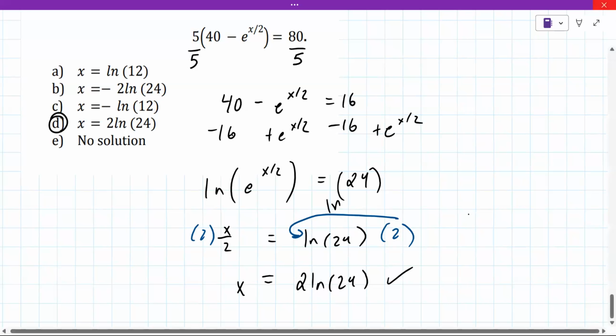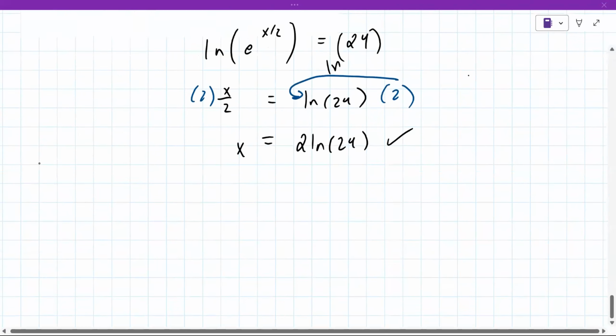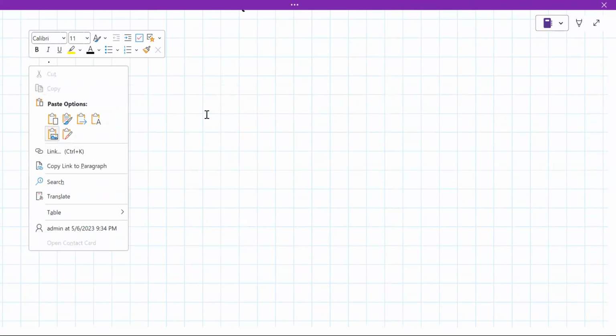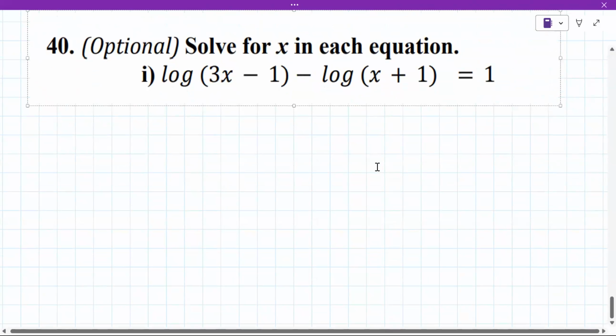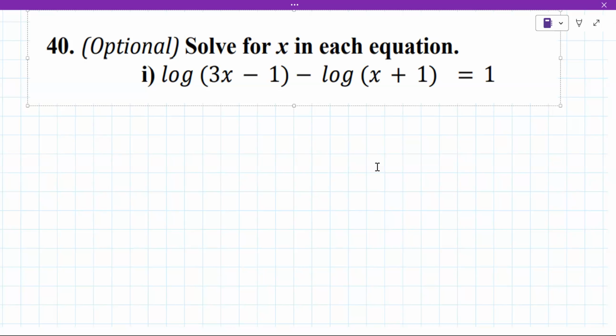All right. Move on to 40. Okay. All right. The classic. Okay, it's one question, but it's really 3. All right. Solve for x in each equation. So the logarithm rules that we just did, the quotient to subtraction, the product to sum, those are in play here.